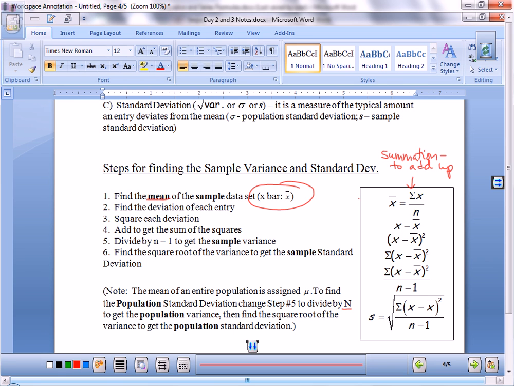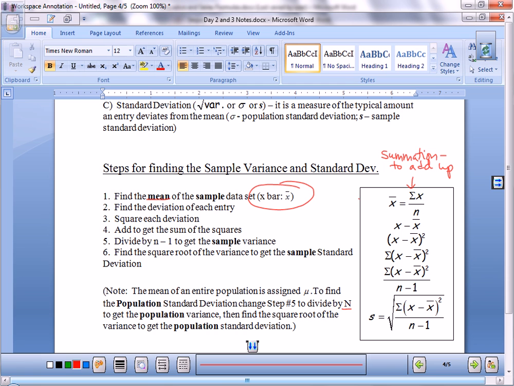All right, so here are the steps. The first thing we're going to do is find the mean of the sample data. The mean is represented by x bar. To find the mean, we learned this a long time ago: you add them all up and divide by how many pieces of data we have. Now, this capital sigma, the Greek letter sigma, in mathematics stands for summation, which means to add up. So whenever you see a big capital sigma, this means add up all your x's. That's all it means.